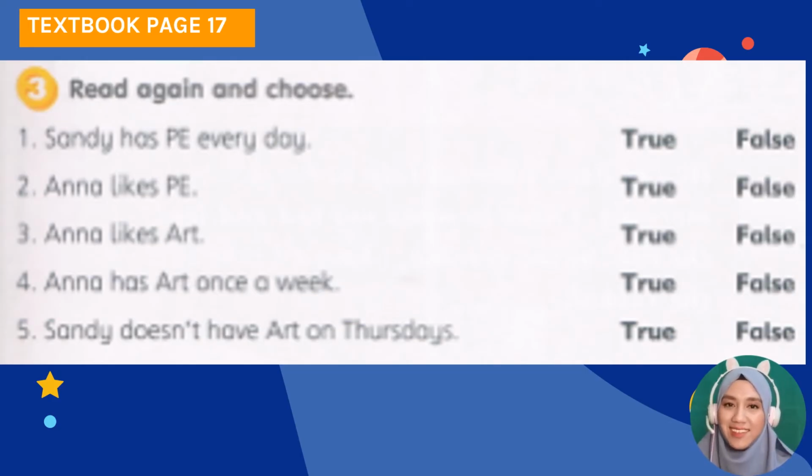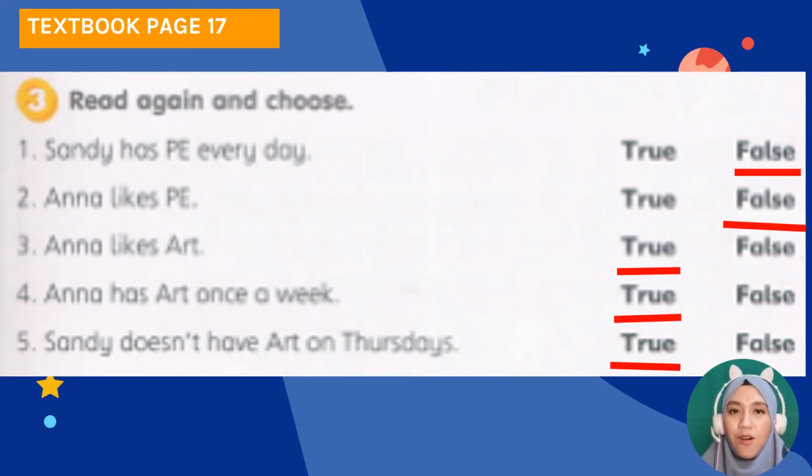Have you finished? Are you ready? These are the answers to all the questions. Number 1 is false. Number 2, false. Number 3, true. Number 4, true. And number 5, true. Did you get all the answers correct? You did? Good job.